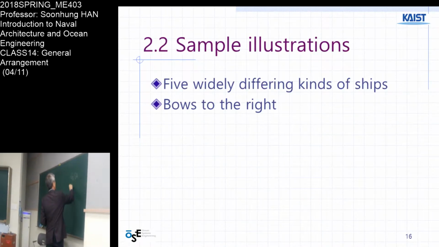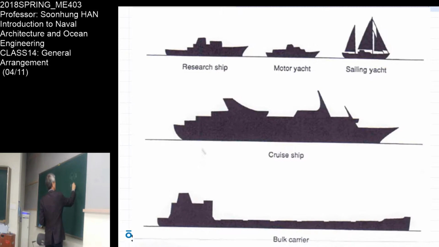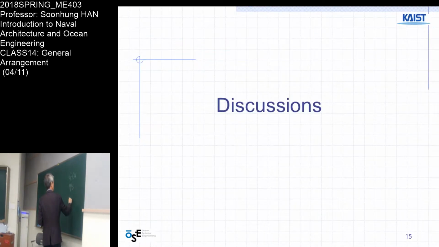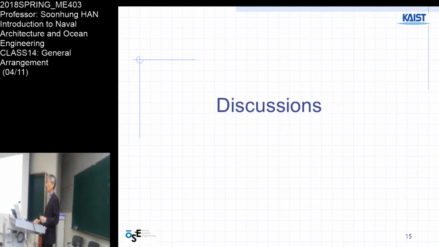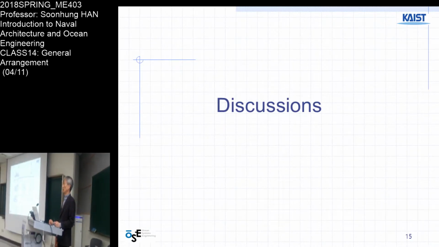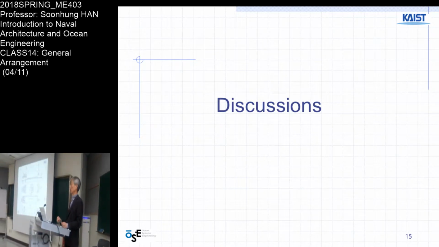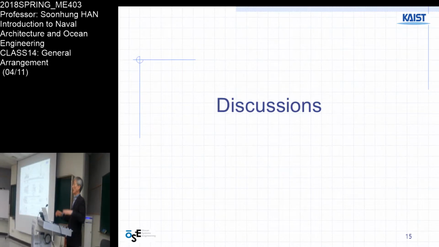And then the other one is midsection drawing. And the last one is lines drawing. Those are three key drawings for ship designers. Three key drawings. Okay. Lines is the outer shape of the ship.